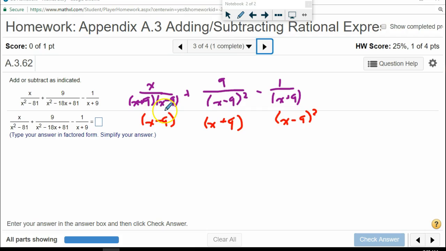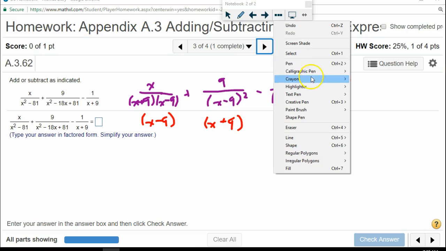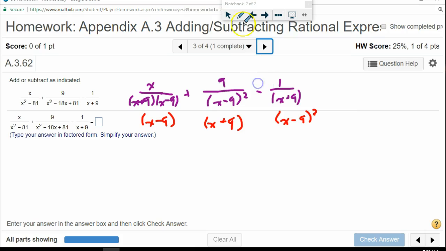So now if I looked through what my products would end up being, this one would have an x plus 9 and two x minus 9s. This would have one x plus 9 and two x minus 9s. And this one would have an x plus 9 and two x minus 9s. So I've found the smallest thing that they have in common, the least common multiple. And now I'm going to be able to actually multiply those fractions on the top and the bottom so that I can get the correct common denominator.